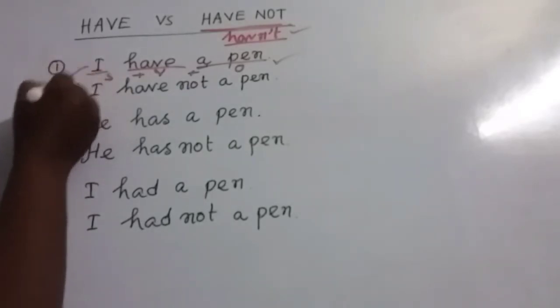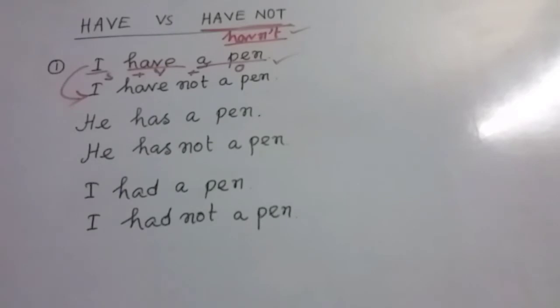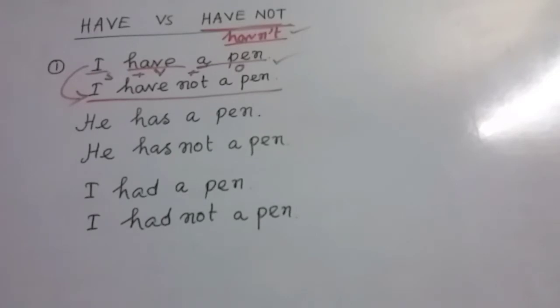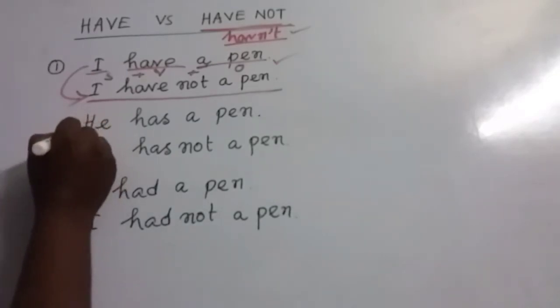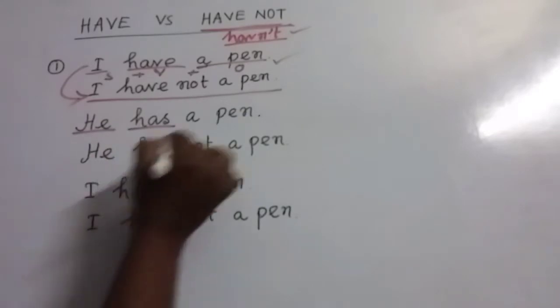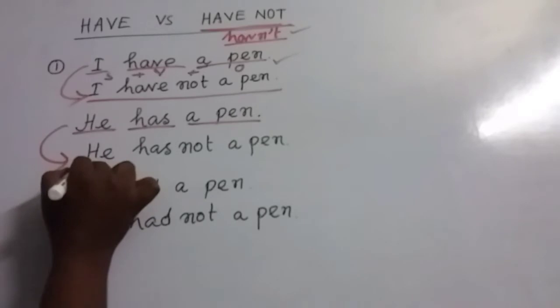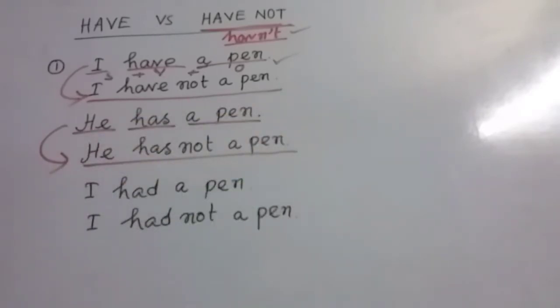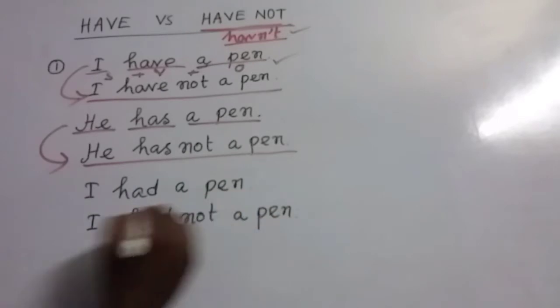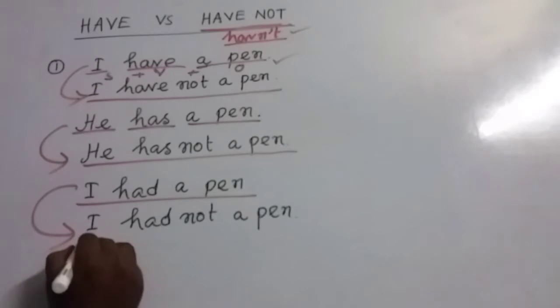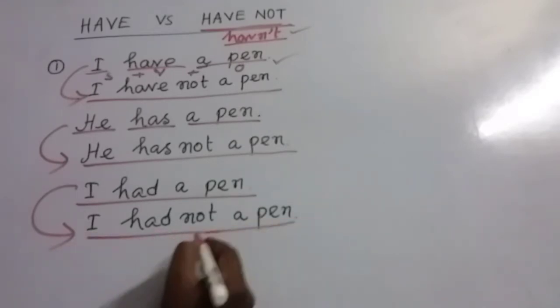And we have done the negation of this one, or I have tried to make it negative, and sometimes we do it. Not sometimes, most of the time we do it. I have written here, I have not a pen. The same thing here, the subject is third person singular, that's why we have used has a pen. He has a pen, and for making it negative, we have done he has not or hasn't a pen. Here I have written I had a pen, and for making it negative I have written I had not a pen or I hadn't a pen.